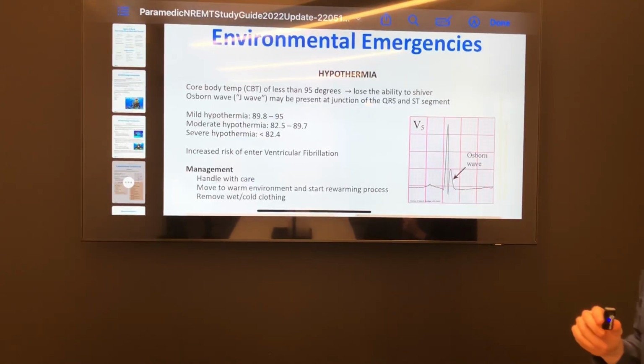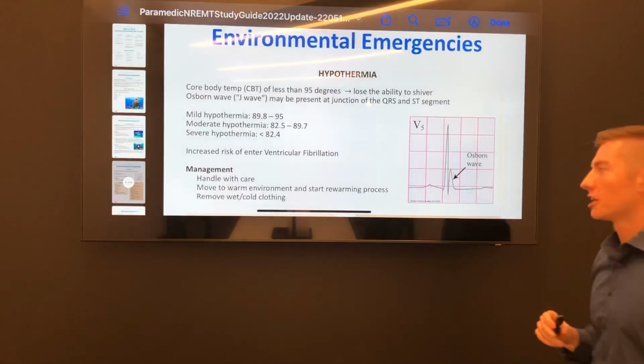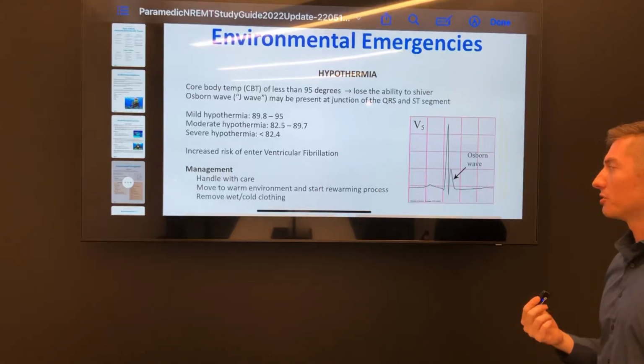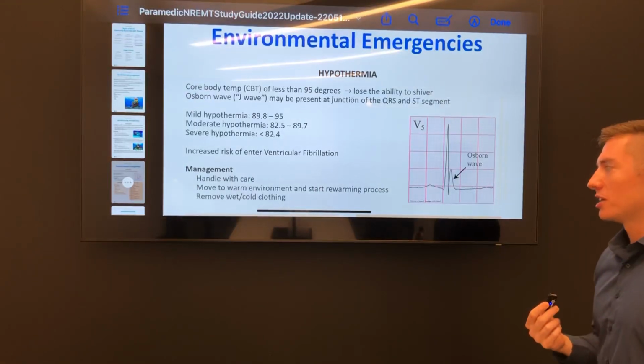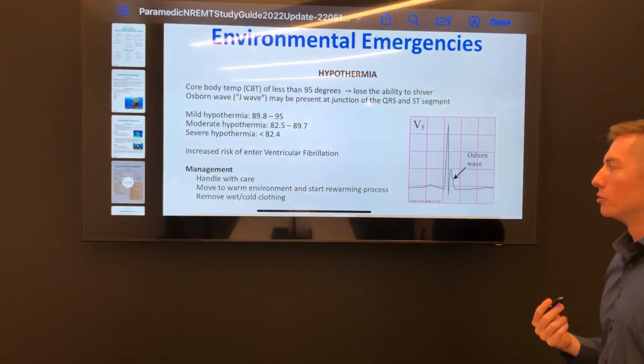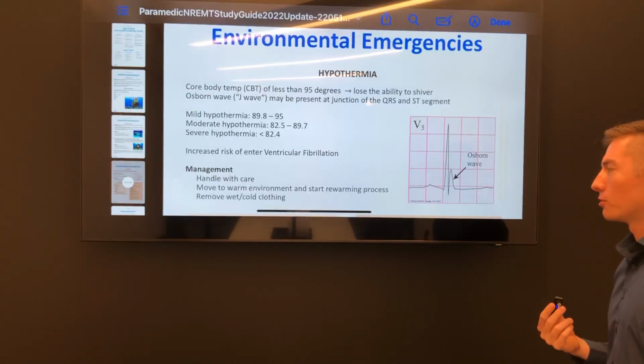Mild hypothermia, 89.8 to 95 degrees. Moderate hypothermia, 82.5 to 89.7. Severe hypothermia is less than 82.4 degrees. You're going to have an increased risk of ventricular fibrillation. Management, we want to handle with care, move to a warm environment, and start the rewarming process.